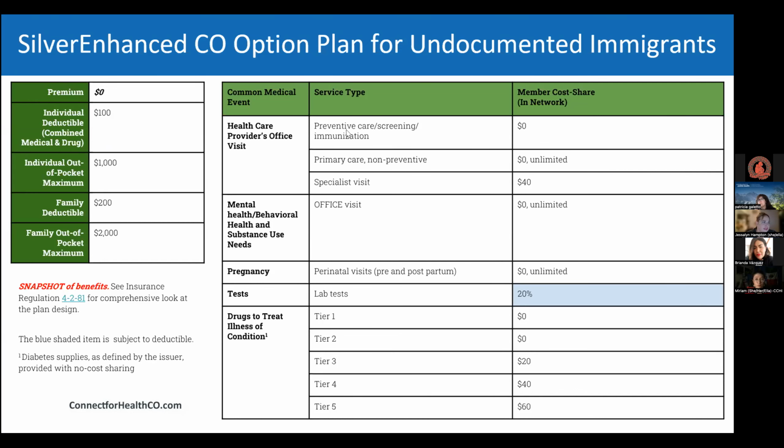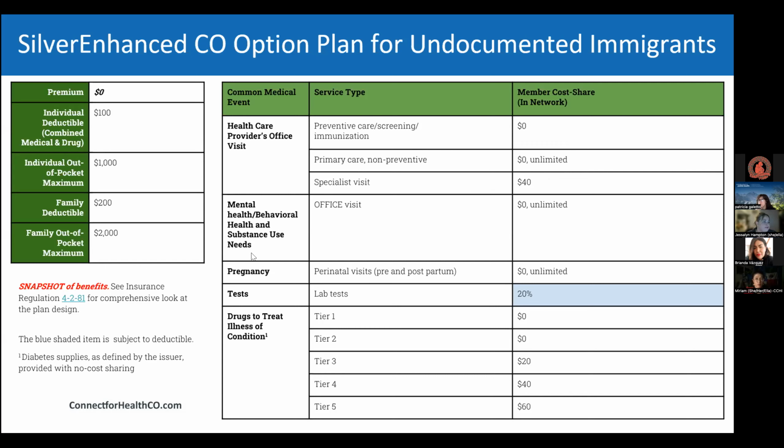So preventative care, vaccinations, all $0. Primary care, non-preventative. So let's say you have an ear infection, need to go see the primary care doctor. That is also $0, unlimited. If you need to see a specialist, that is a $40 copay. So there is a cost associated there. However, it does count towards your deductible.